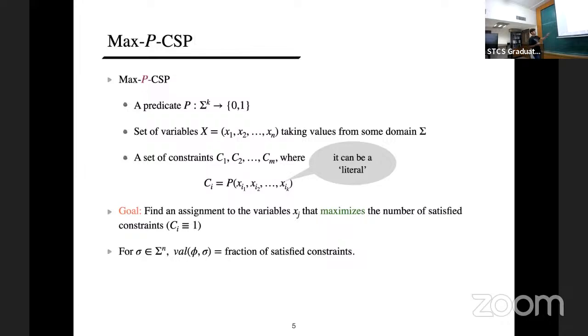So given an instance, the value of the instance is the fraction of satisfied constraints at this assignment, and we are interested in finding the maximum value. The problem also makes sense if you actually want to find an assignment, as well as if you just want to conclude whether the value of this instance is 0.5 or 0.7.